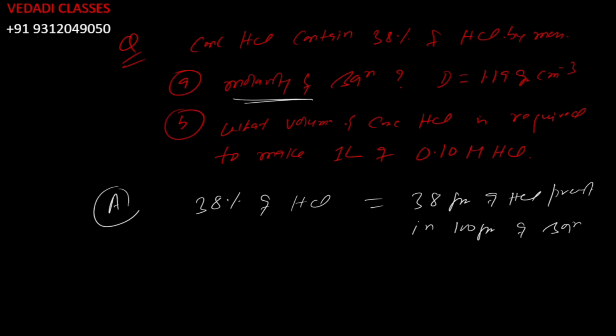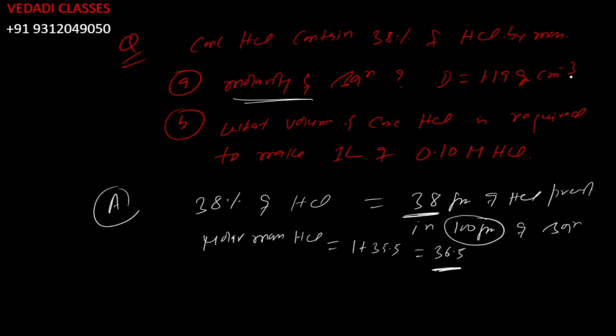So you got the mass. Now molar mass. Find out the things which you can obtain easily. So 1 plus 35.5, that is 36.5. So this is your molar mass. Now mass you got, molar mass you got, it means the number of moles you can find out. Now volume. For molarity you also need volume. For the volume, mass of the solution is given, density is given, so you can find out the volume of the solution.